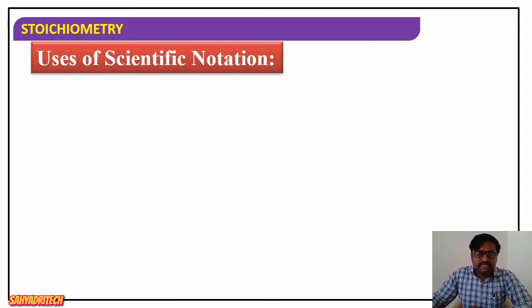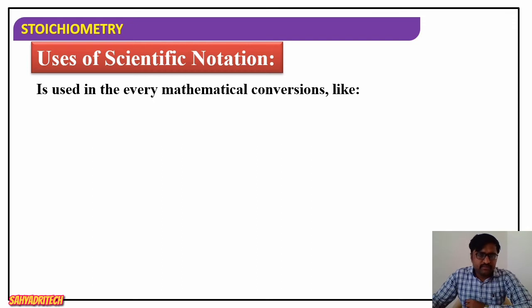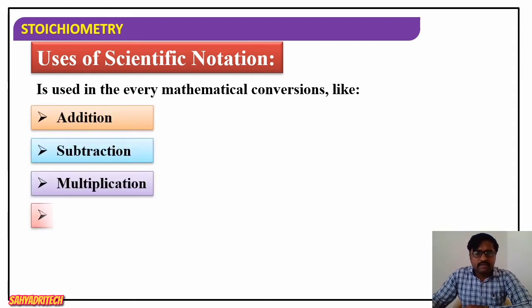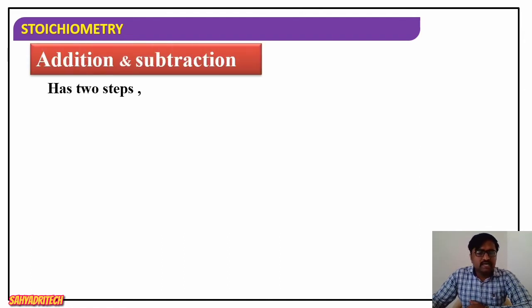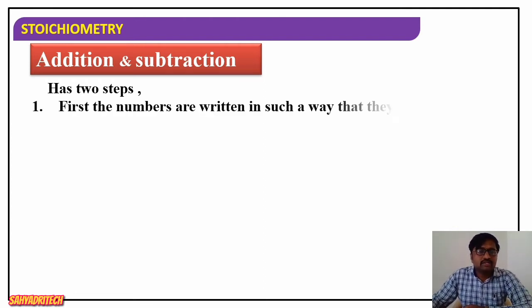Before going for examples, where do we use scientific notation? It is used in all mathematical operations like addition, subtraction, multiplication, and division. Generally, if you come across very large or very small numbers, then we will go for scientific notation. First, we consider addition and subtraction using scientific notation. Whenever you go for addition and subtraction of numbers in scientific notation, we have to follow two steps.